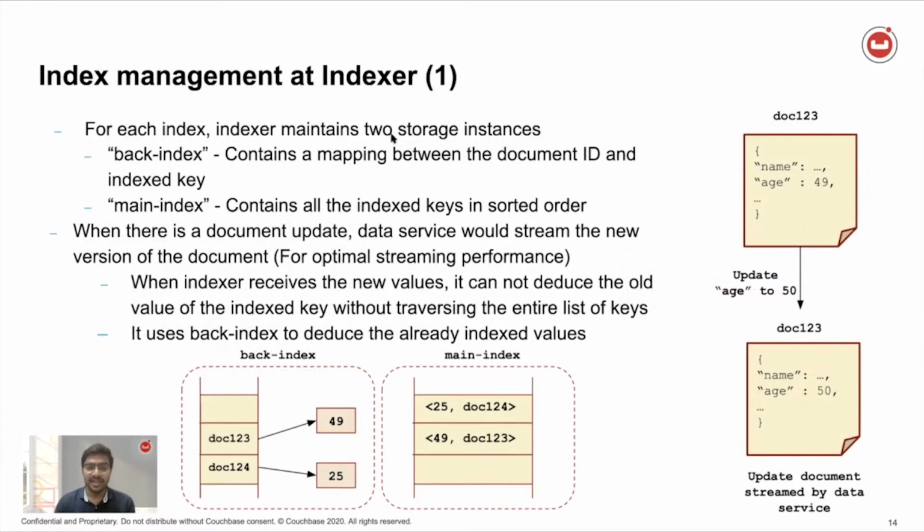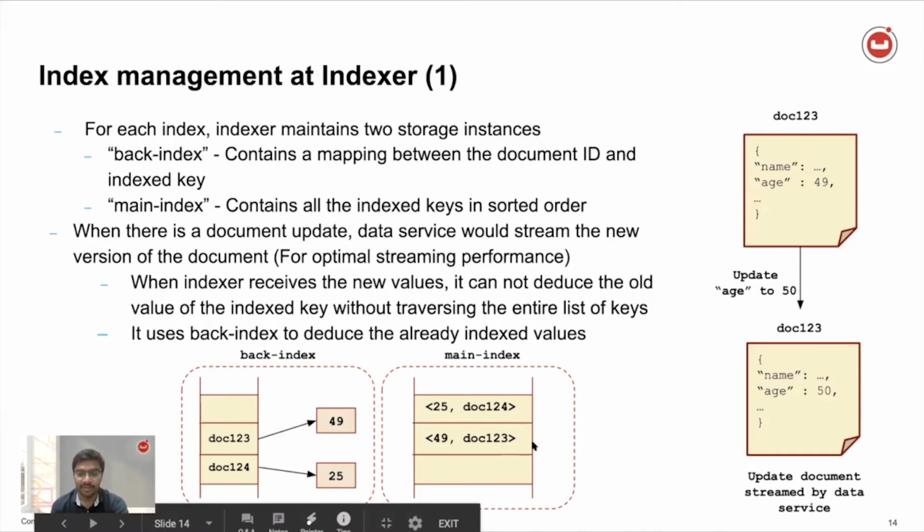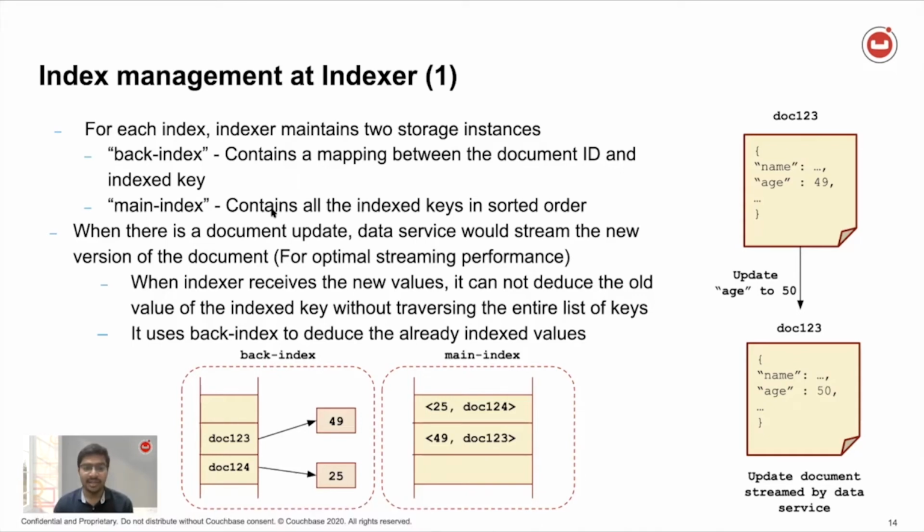For each index that gets created, indexer process maintains two storage instances. One instance is called the back index, which contains a mapping between the document ID and the indexed key. The second instance is called the main index, which contains all the indexed keys in sorted order. The index data is stored along with the document ID in the main index. All the scans that hit the indexer will be served using the main index.